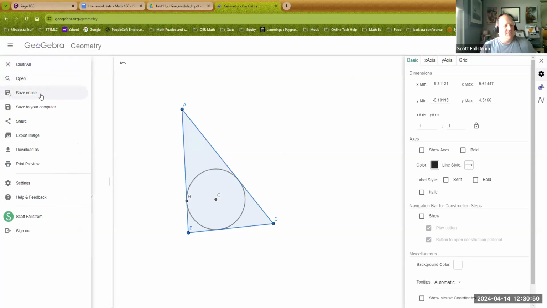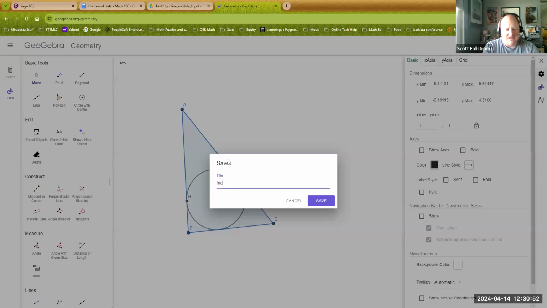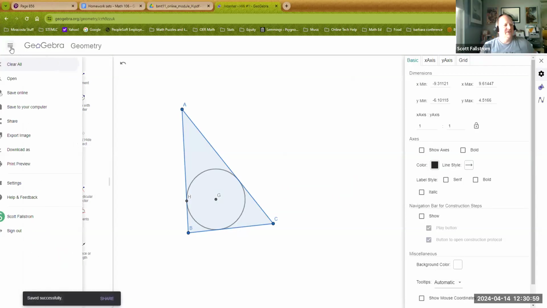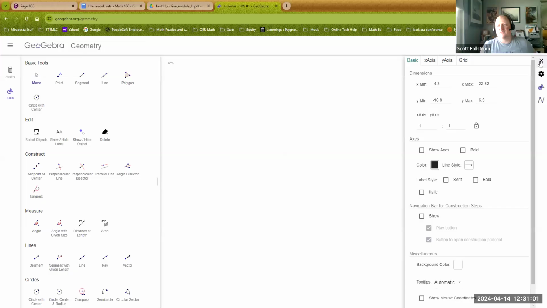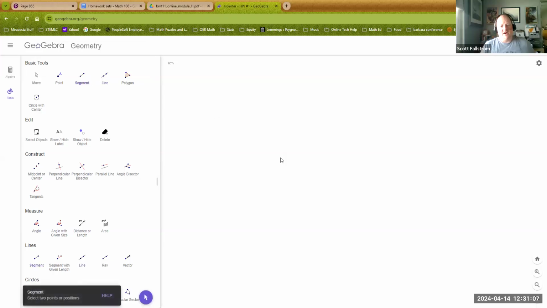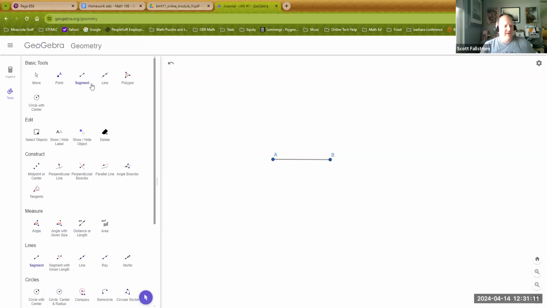jump over here, and I'm going to save this online as incenter homework number 1. And then I'll just clear everything. Let's get rid of our settings there real quick. And we'll come over and we are going to make a square. So first off, I'm going to make a square. In order to do that, I need to make perpendicular lines. And I'll just make perpendicular lines like so.